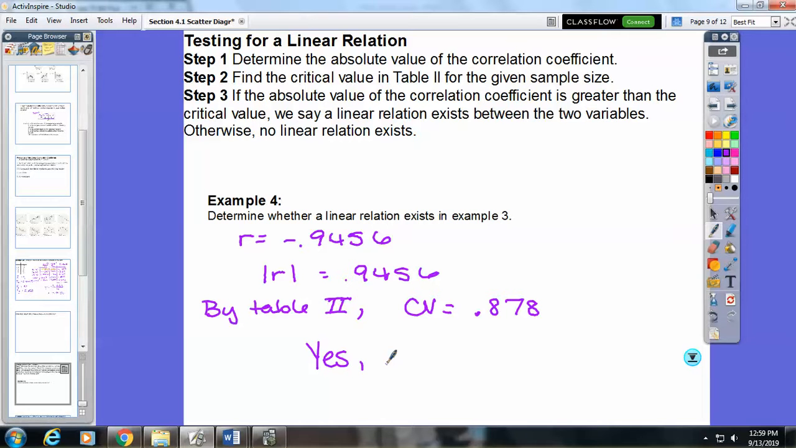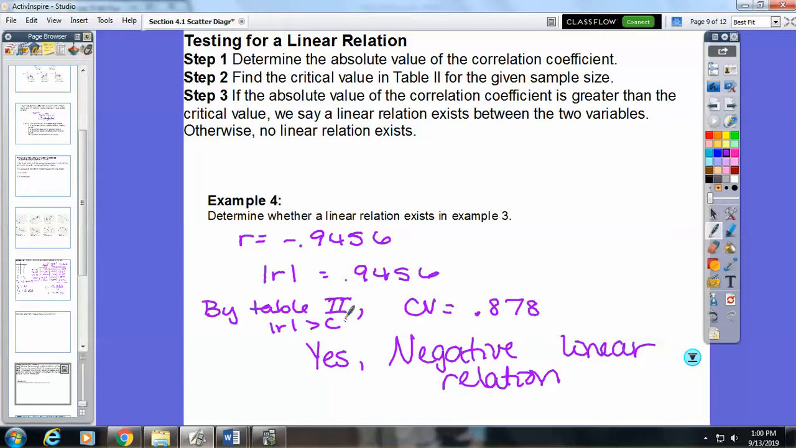So we can say yes. There is, was it a positive or a negative linear relation? Negative. Why do we know it's negative? Not a negative sign. Right. The original R was negative. And it's because my R, the absolute value R, is greater than the critical value. That's what told us yes. If it wasn't, then we would not be able to confirm that it was a linear relationship. Okay.